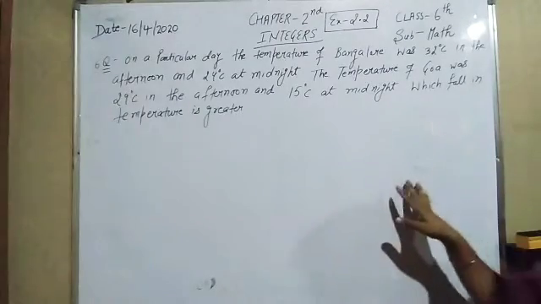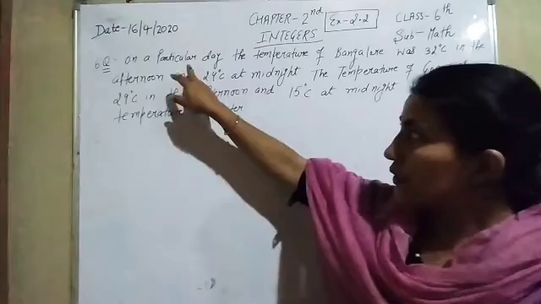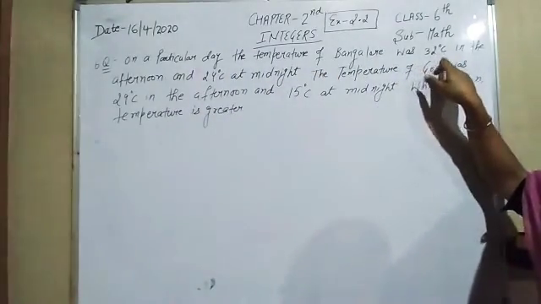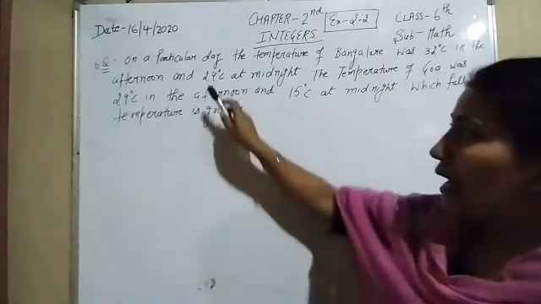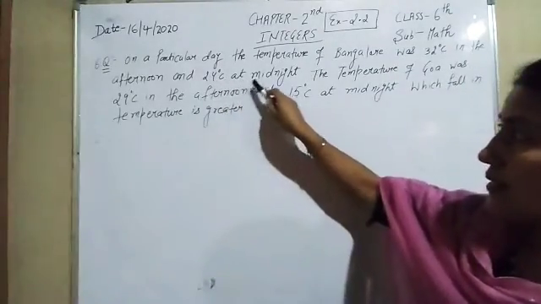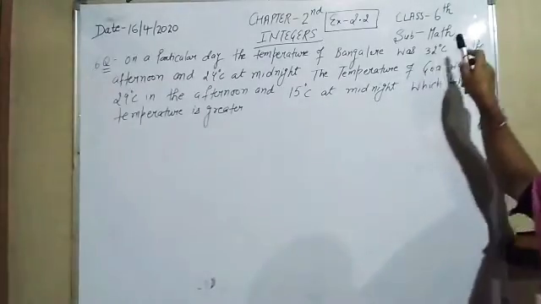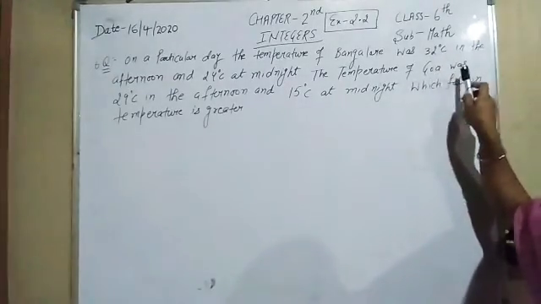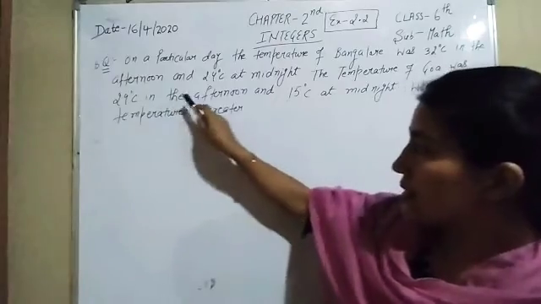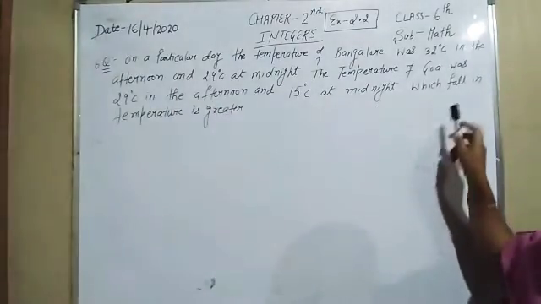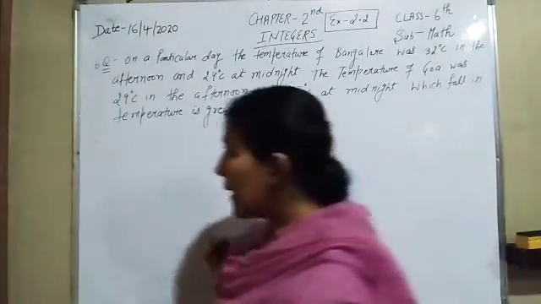The statement of the 6th question is: on a particular day, the temperature of Bangalore was 32 degrees Celsius in the afternoon and 24 degrees Celsius at midnight. The temperature of Goa was 29 degrees Celsius in the afternoon and 15 degrees Celsius at midnight. Which fall in the temperature is greater?